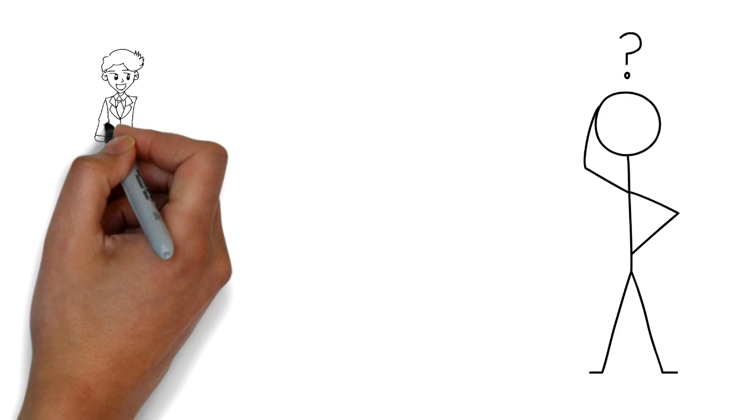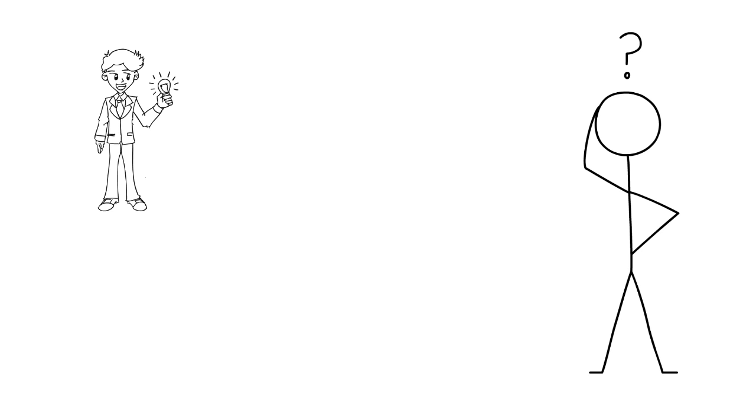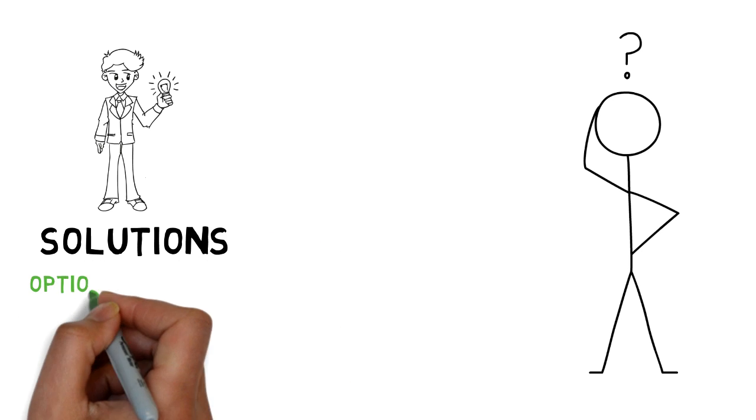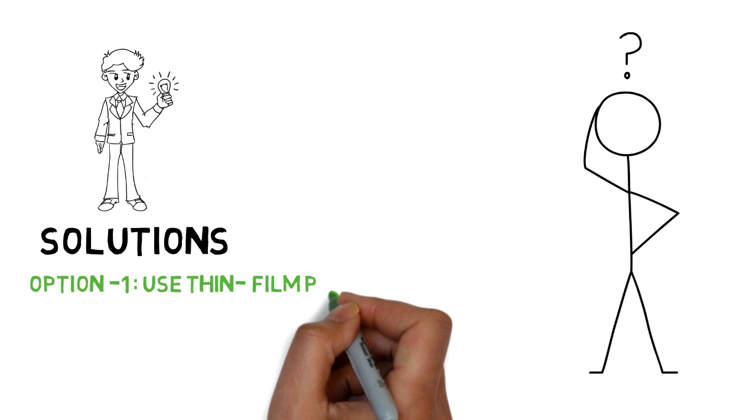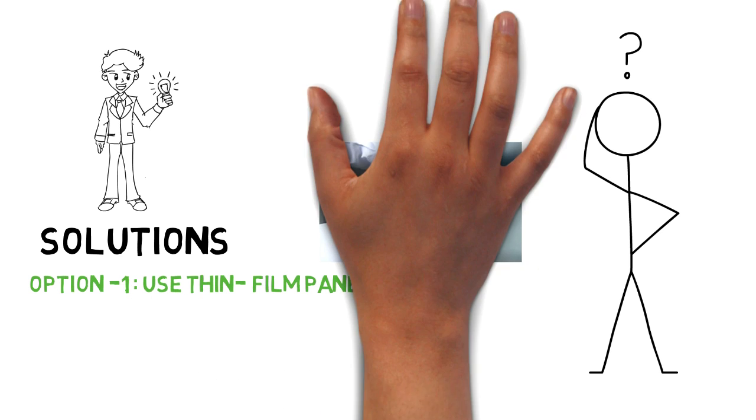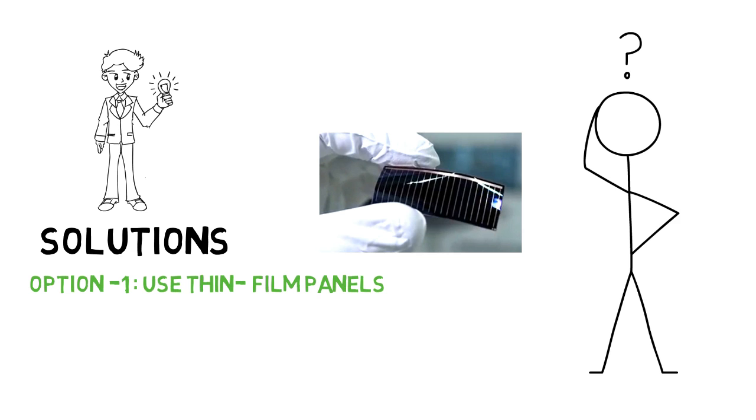Fortunately, there are a few solutions. Firstly, for hot regions, thin film panels are ideal compared to crystalline silicon. Gallium arsenide panels, for instance, are much less sensitive to heat. They hold their performance even in very hot regions, be it Texas, Australia, Egypt, or the Middle East.